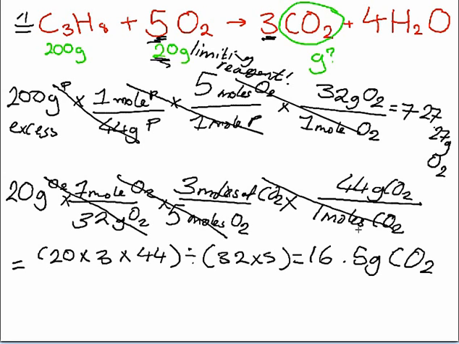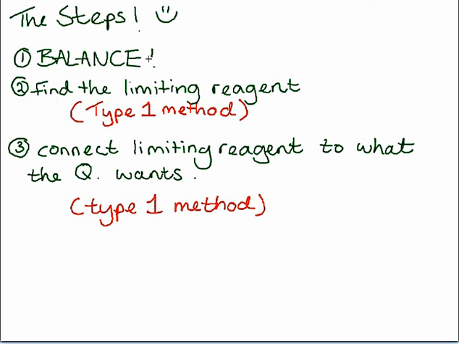And guess what? This is your answer. Well, yeah, 16.5. That's your answer. You're finished, you're done. You followed the 3 simple steps: you balanced it out, you found the limiting reagent, and then you used the limiting reagent to find what the question wants.